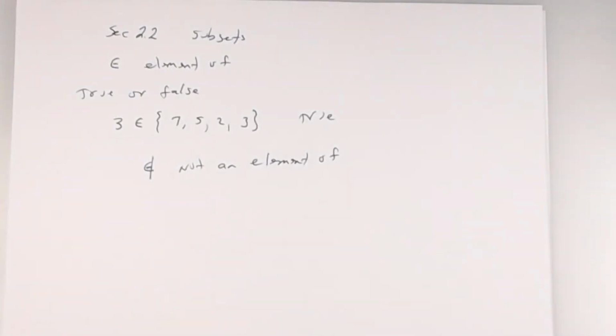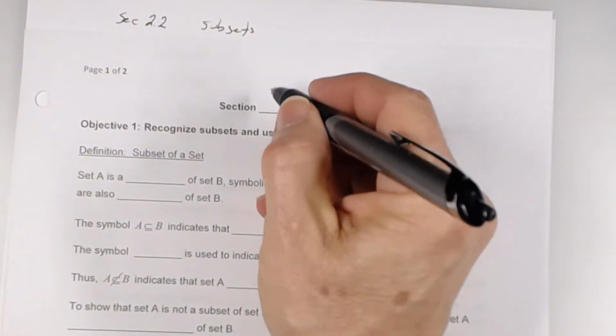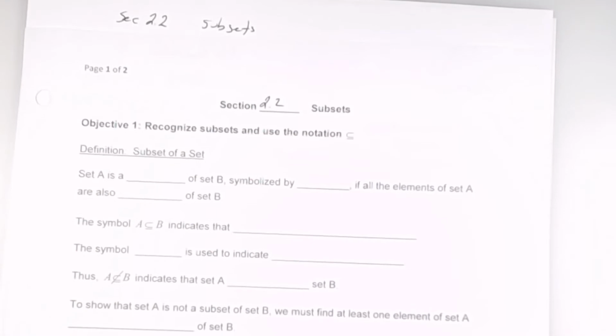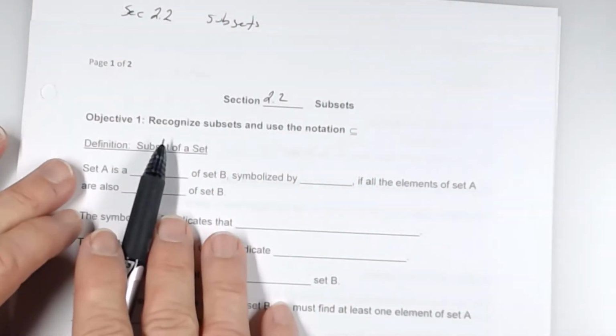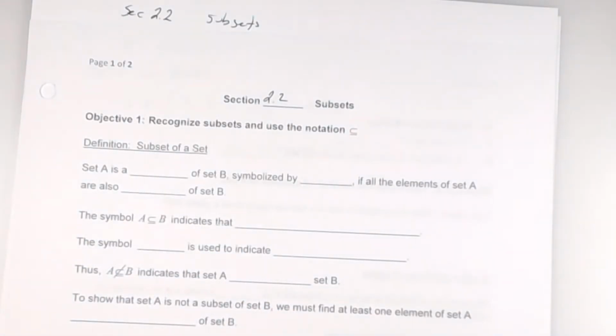So in section 2.1, I know we covered a lot of things, there's like 8, 9 objectives altogether. But basically, you just talk about basic concepts about sets. Now we're going to talk about subsets. All right, subsets. So again, section 2.2, subsets. Let's start with the first objective. The first objective, what you want to do in here is recognize subsets.